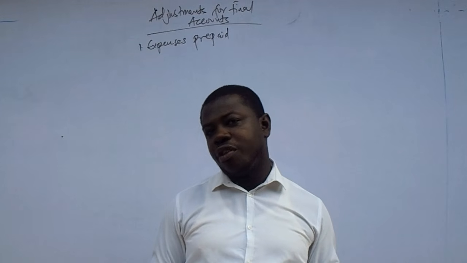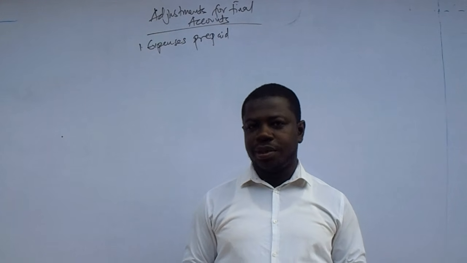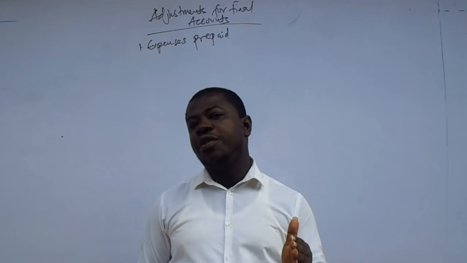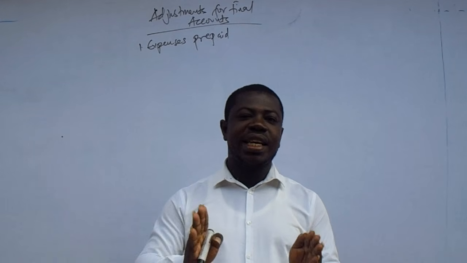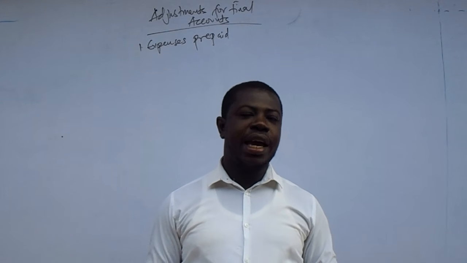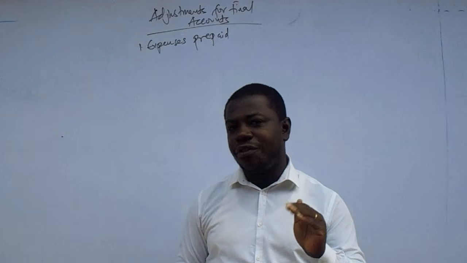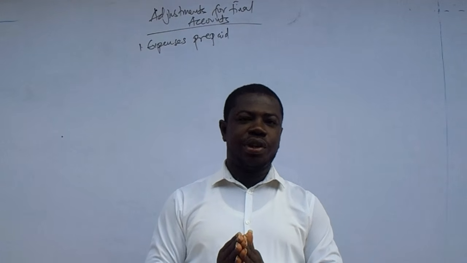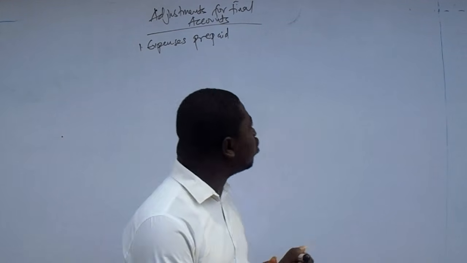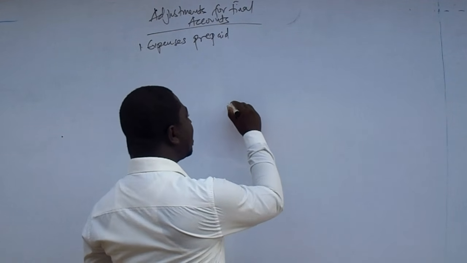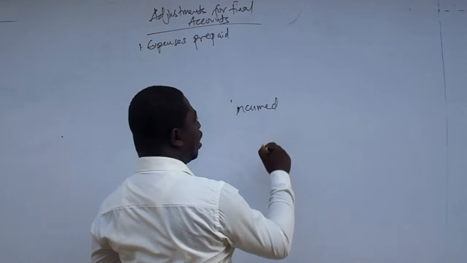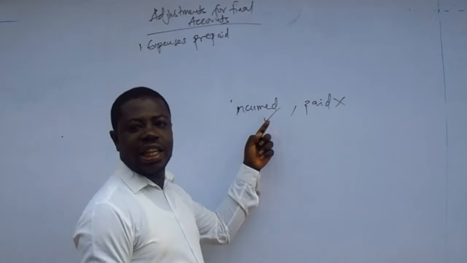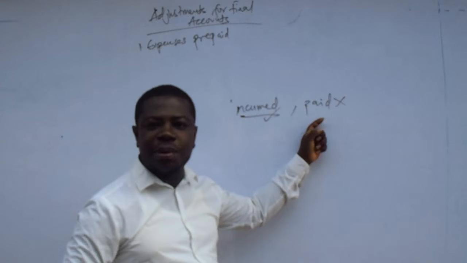And that is what we do. We don't care about what you have paid. Now, the accrual concept tells us that at the end of the year, expenses for the period should be matched against revenue earned for the period. Expenses incurred for the period should be matched against revenues earned for the period. And so our focus is on expenses incurred and not expenses paid. We want the expenses incurred, not expenses paid.